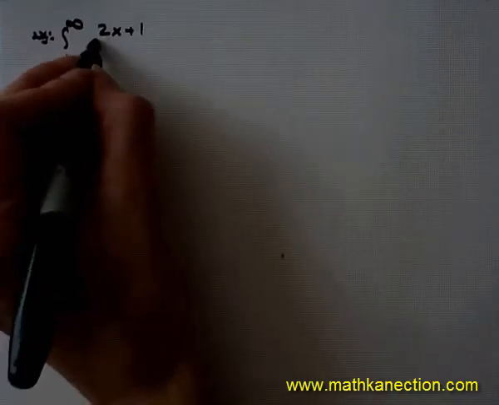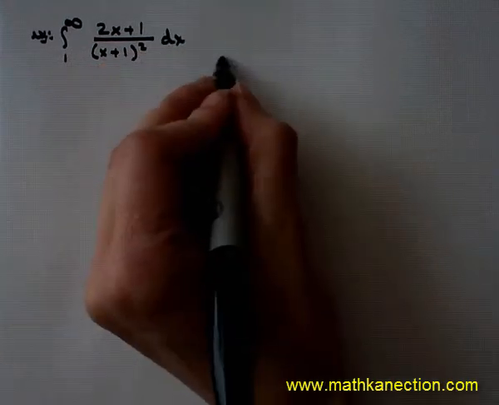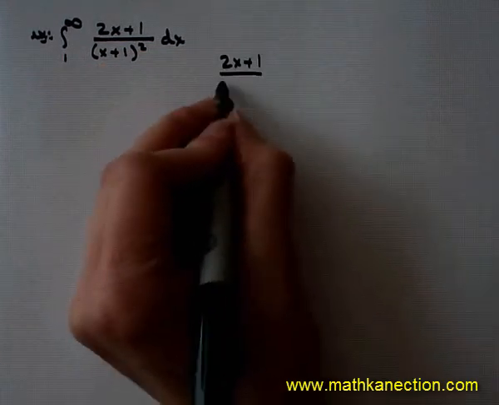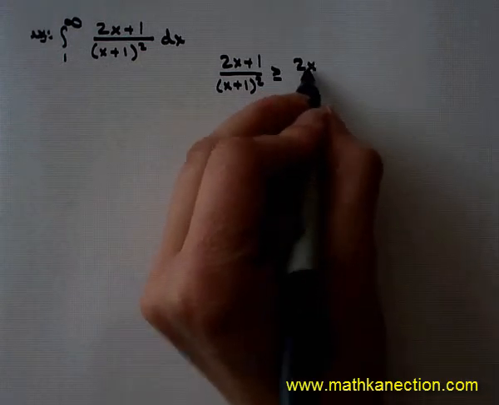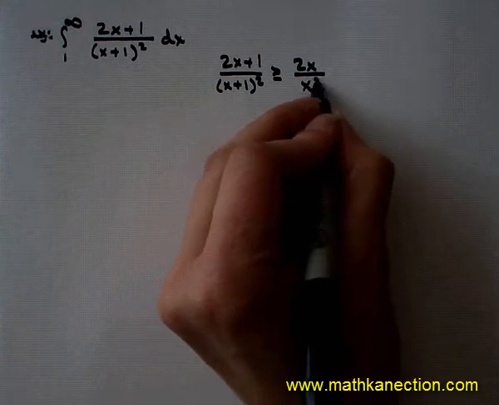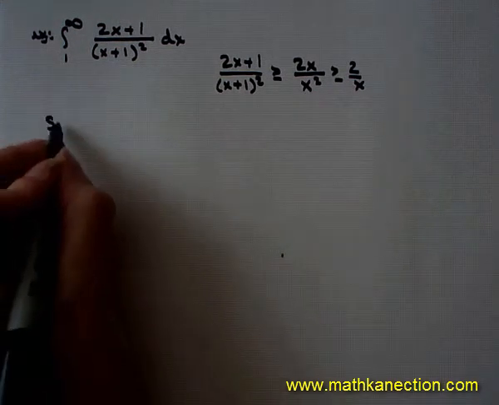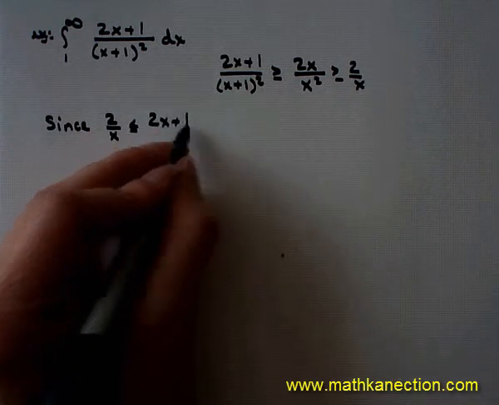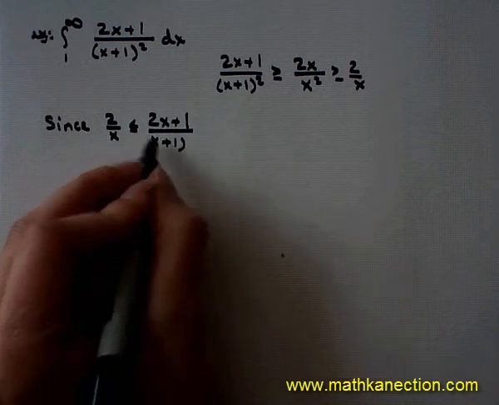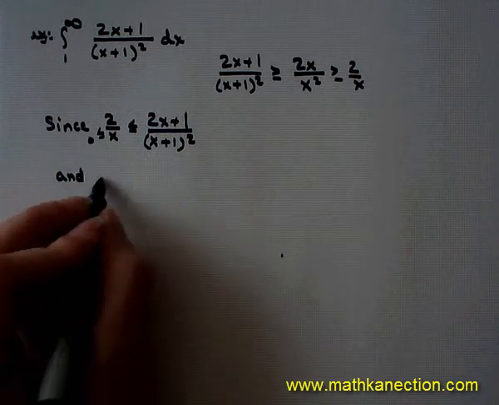Next example, we're going to look at the integral from 1 to infinity of 2x plus 1 over 1 plus x quantity squared. The function 2x plus 1 over x plus 1 quantity squared is bigger than or equal to just looking at 2x over just x squared. And reducing that, that would just make 2 over x. So we can look at then the fact that 2 over x is less than or equal to 2x plus 1 over x plus 1 quantity squared, which is also bigger than or equal to 0.